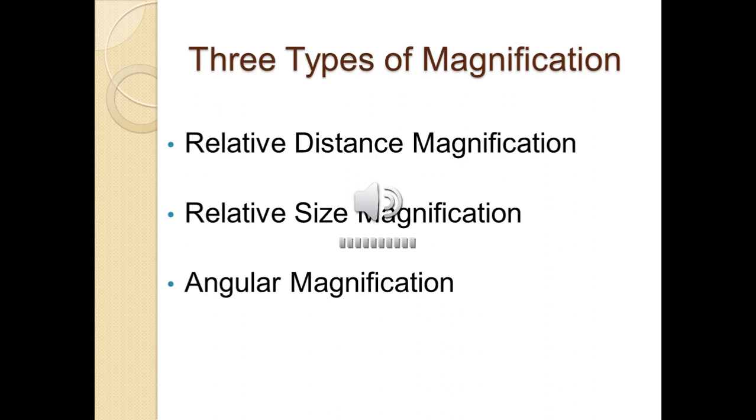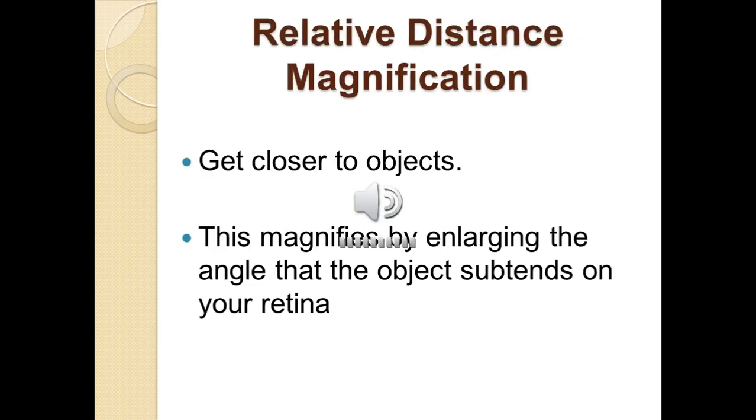Okay, relative distance magnification is a pretty simple concept. The closer you get to things, the bigger they are on your retina. If I'm standing 10 feet away from something, well, I use this example with patients all the time with their television. I ask them, how far away do you sit from your television? And they say, oh, it's about 12 feet, and I can't read that writing on the bottom. And I say, well, what about when you get up to 3 feet? Oh, yeah, I can read it when I do that.